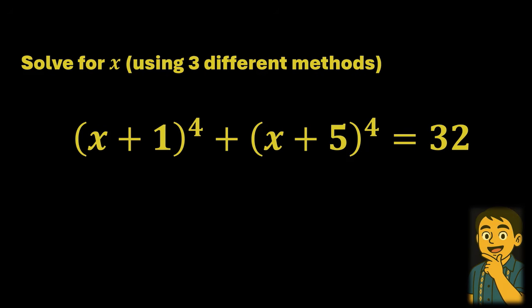Solve for x using three different methods. (x+1)^4 + (x+5)^4 = 32. Please have a good try before you look at the answer.